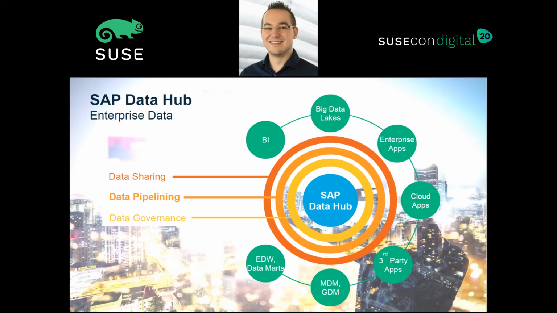And that's where SAP Data Hub comes into play. It can be seen as an orchestration solution for enterprise data, and it allows you to share the data amongst the silos and to pipeline it without copying the data itself. And further, it gives the opportunity to build data governance to secure your data.